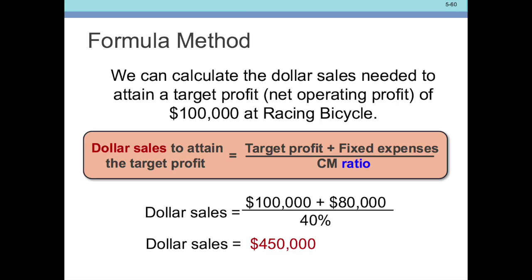So the easy way to do it is stick to the formula: target profit plus fixed expenses divided by contribution margin per unit. But once you've covered the fixed expenses, then profit is simply target profit divided by contribution margin per unit. You can do it that way too. It all depends on how comfortable you are with the numbers.